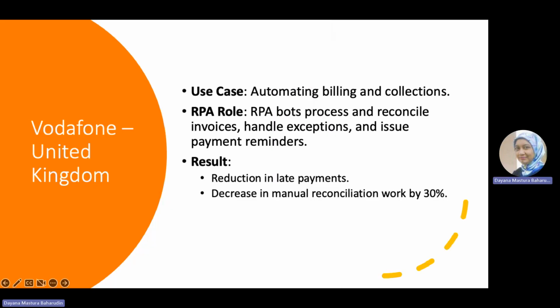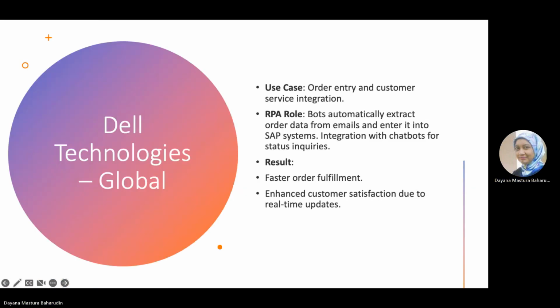Okay. Vodafone, we have automated billings and collections. So what are the roles of the bots? Process and reconcile invoices, handle exceptions, and issue payment reminders. The result is reduction in late payments and decrease in manual reconciliation work by 30%. That's a lot. I'm looking at the numbers now, like 30%, 40%, and so forth. Really good. Excellent.